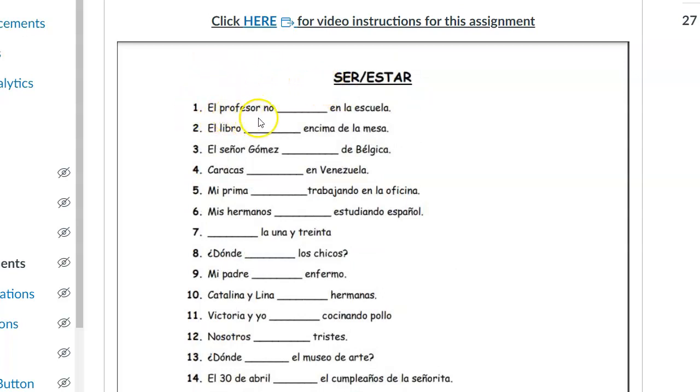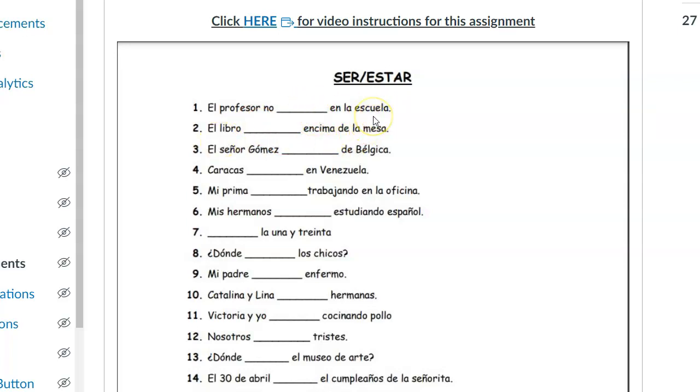So number one, el profesor no blank de la escuela. This is a reference to location. We know that because of escuela. If you're thinking, well, profesor is a profession, an occupation, why not ser? Well, the clues, whether to use ser or estar, are always going to come after the blank, toward the end of the sentence. So the clue is going to come after the blank, not before.